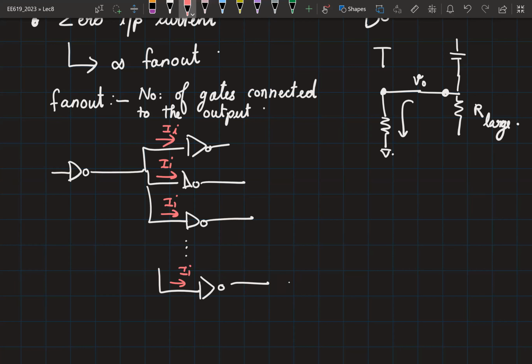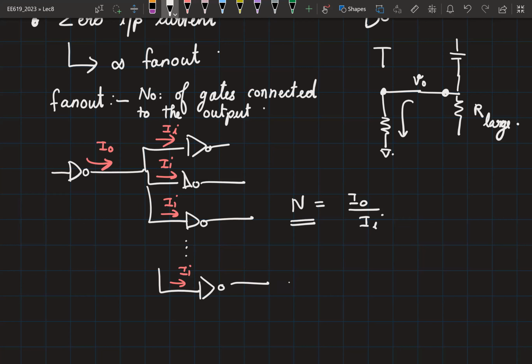Okay. And let's also assume that the maximum current that this inverter can deliver is I0. Now, can you tell me how many gates you can connect if II and I0 are given like this? The number of gates you can connect will be equal to I0 by II. So this is the maximum fan out you can have.